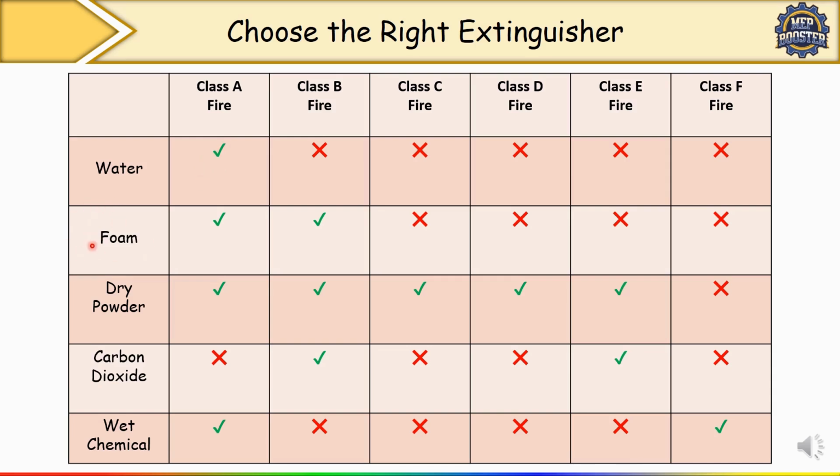Correct. Now foam we can normally use for class A or class B fire. In the same way, dry powder is recommended for class A, B, C, D, E. But for class F fire, there is no need to use dry powder. Even CO2 is given for class B fire or for class E: if it is an electric fire or a fire in flammable liquid, you can go for the CO2 fire extinguisher. Wet chemical is recommended for class A or class F fire. In this way you have to choose the right extinguisher.